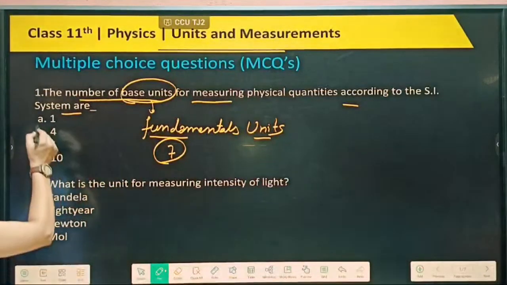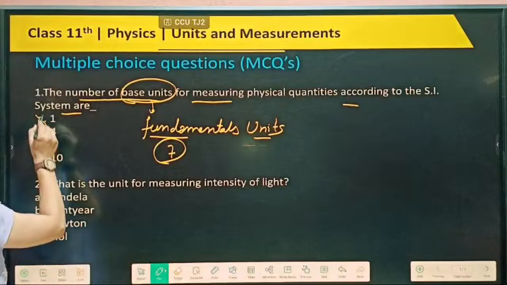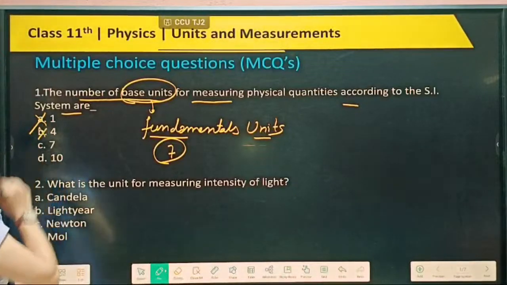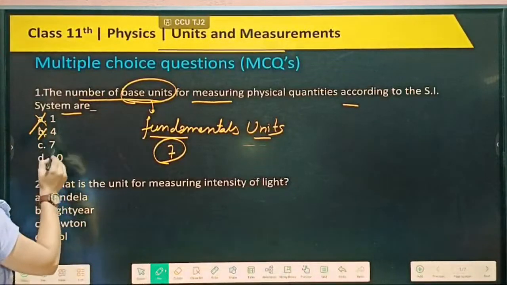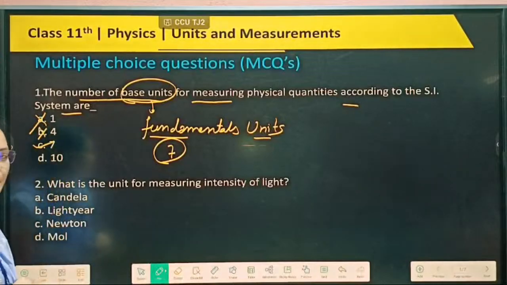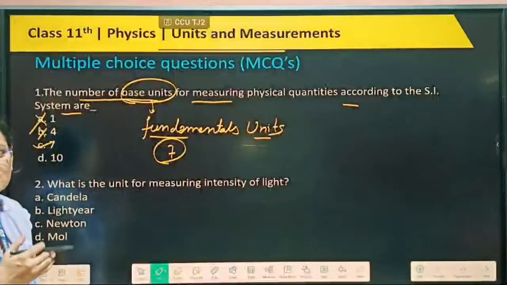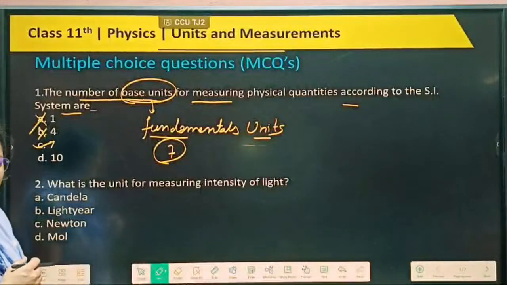So see, your option 1, that is A, is wrong. Then the next, 4, is also wrong. Third will be 7, that's why this one is the right option: the fundamental base units number 7.